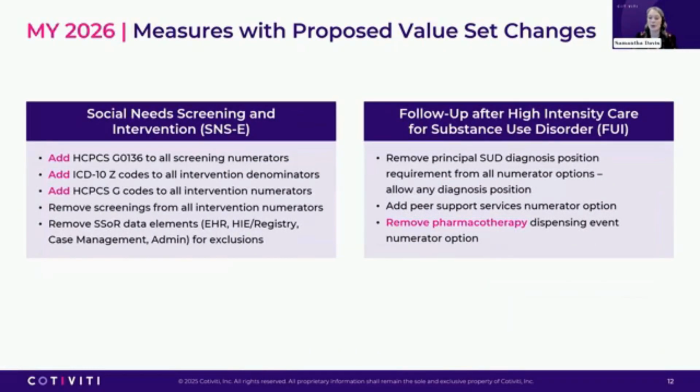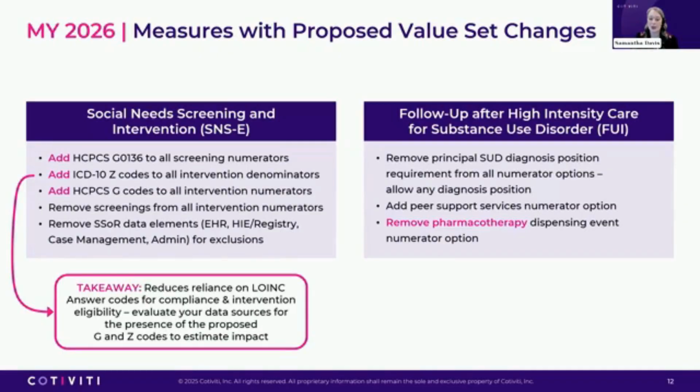Next, we'll look at measures with proposed value set changes. For the social needs screening and intervention measure, NCQA is looking to provide additional avenues to identify intervention needs, as well as screening and intervention compliance. They're planning to add HCPCS G codes to both the screening numerators and the intervention numerators. They're also planning to add ICD-10 Z codes for determining members eligible for interventions.